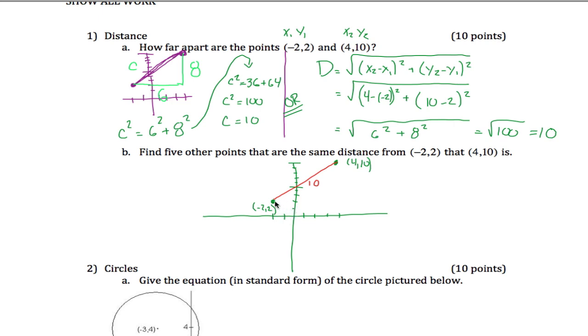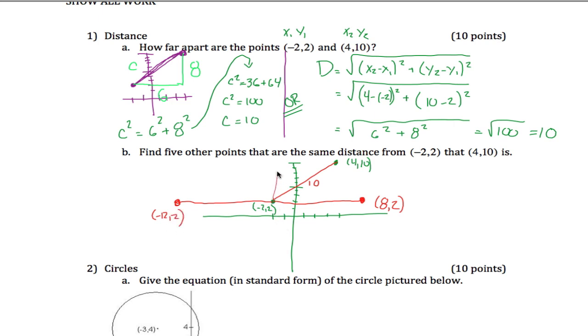The easiest ones to find are probably just going out 10 this way. See, that's adding 10 to the x-coordinate. So this guy would be at, what, 8, 2? I could go back 10 this way. Let's try that again, a little bit better. Now I'm subtracting 10 from the x-coordinate: -12, 2.